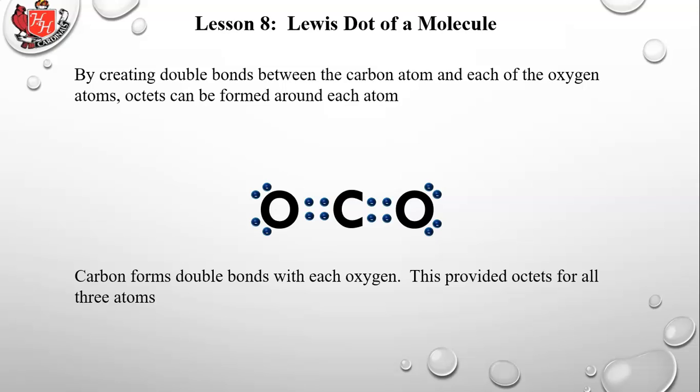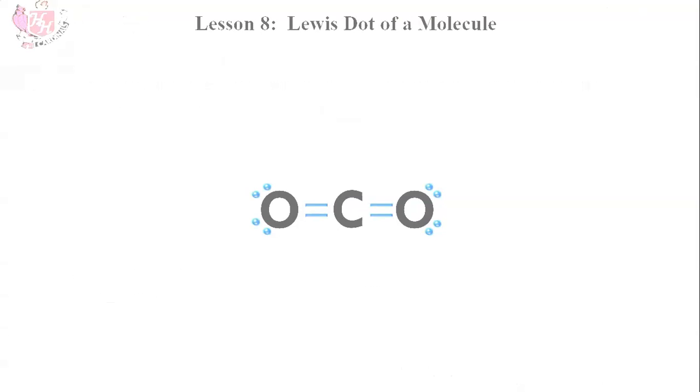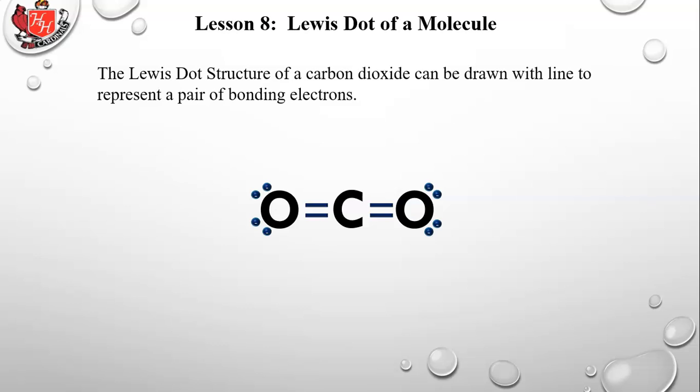So carbon forms double bonds with each oxygen. This provided octets for all 3 atoms. The Lewis dot structure of carbon dioxide can be drawn with lines to represent a pair of bonding electrons, just like we saw before.